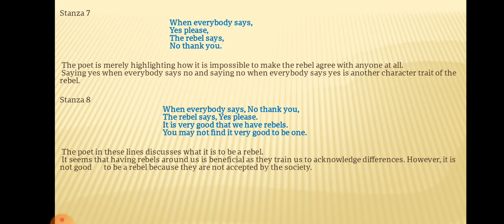The poet here discusses what it is to be a rebel. It seems that having rebels all around us is beneficial, as they train us to acknowledge differences and different ideas. However, it is not good to be a rebel, because they are not accepted by the society.